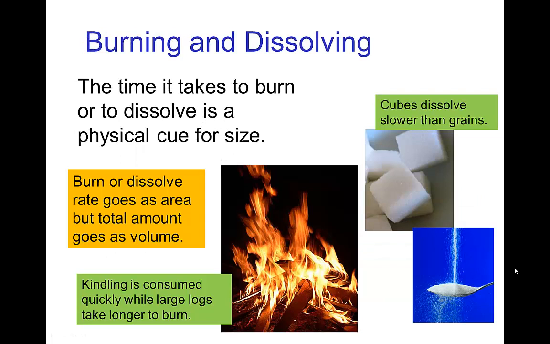Now, one example of a relationship between area and volume that affects timing is that the time it takes for something to dissolve or to burn depends on the size. So, something like a grain of sugar dissolves very quickly. A sugar cube dissolves much more slowly. Similarly, a tiny piece of wood burns very quickly. A large log burns very slowly. So that timing gives a sense of scale.